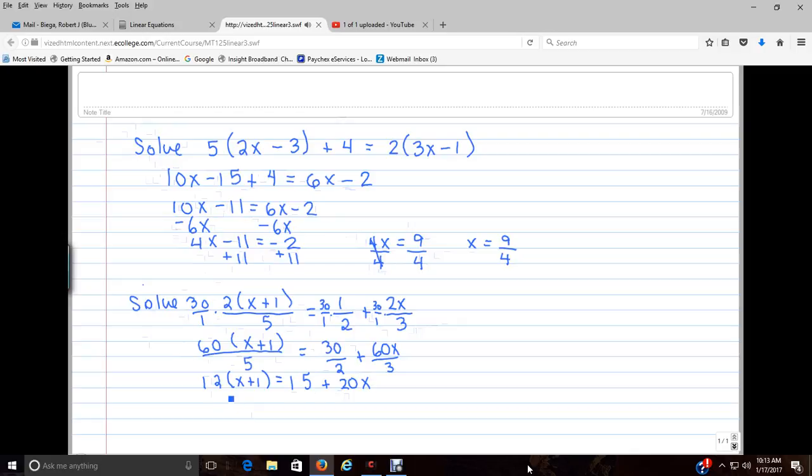Now, our problem looks a lot like the problem we just did. Let's distribute parentheses. 12 times x is 12x. 12 times 1 is 12. Add like terms, but we really don't have any like terms on the left or any like terms on the right. So let's get our x's together. I will subtract my 20x to get it to the left. Since it's a positive 20, I've got to subtract it. 12x minus 20x is minus 8x.